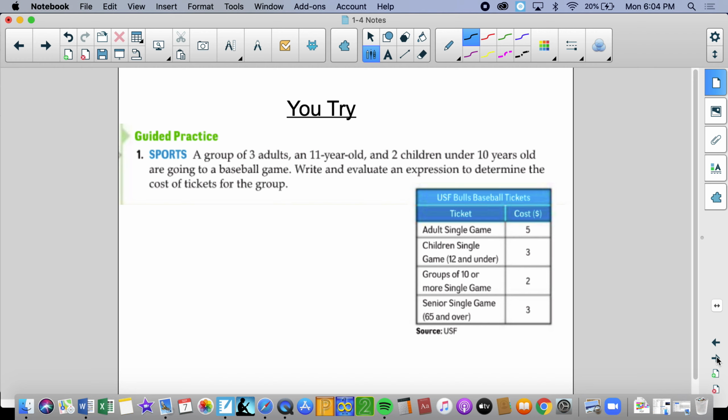A group of 3 adults and one 11-year-old and 2 children under 10 years old are going to a baseball game. Write and evaluate an expression to determine the cost of tickets for the group. I'm going to pause. When you're ready, unpause the video and we'll discuss the answer.